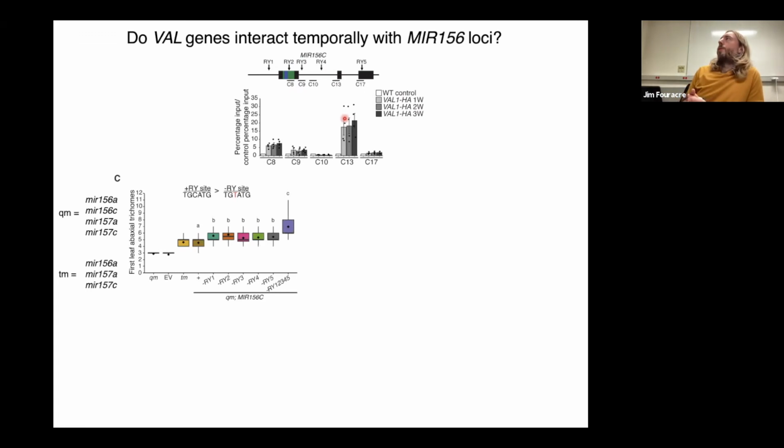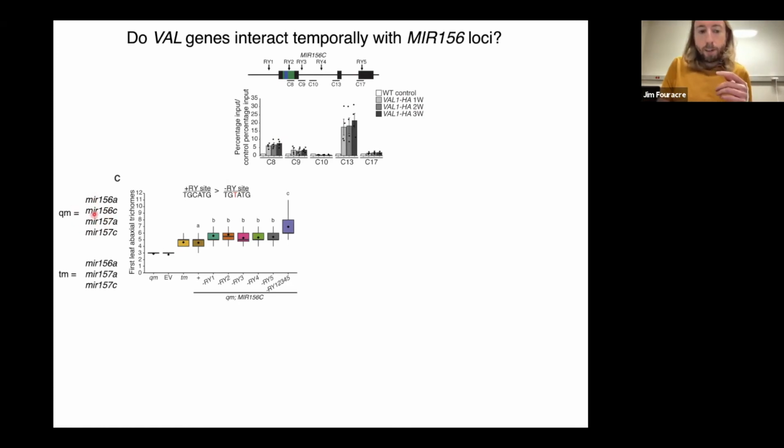To further get a handle on how VAL genes interact with the 156C locus, I went about interfering with the binding site, the RY binding sites. So I took a 5 kilobase fragment of the 156C locus and removed each of the 5 RY sites individually, and also all 5 RY sites in combination. And I took these different fragments and transformed them into a 156AC, 157AC quadruple mutant background.